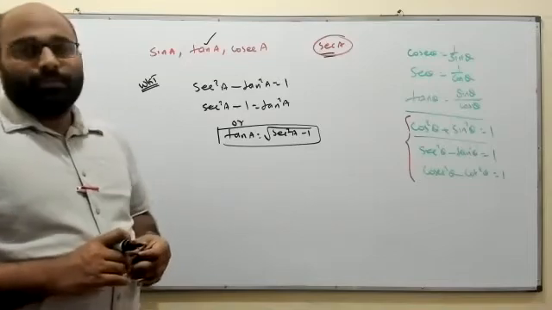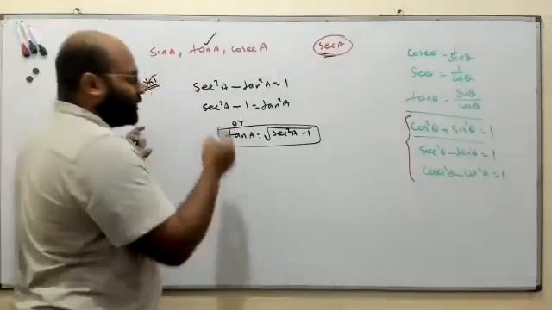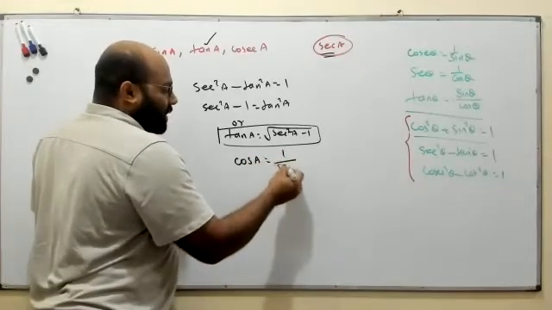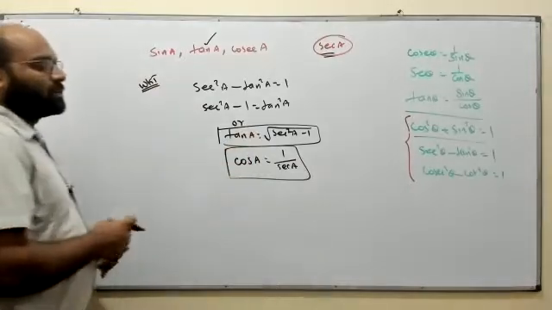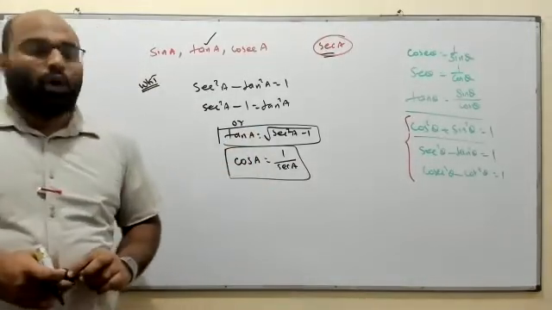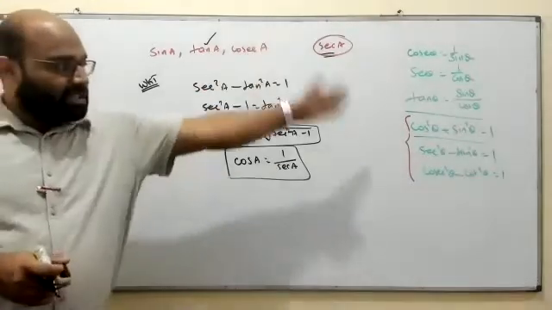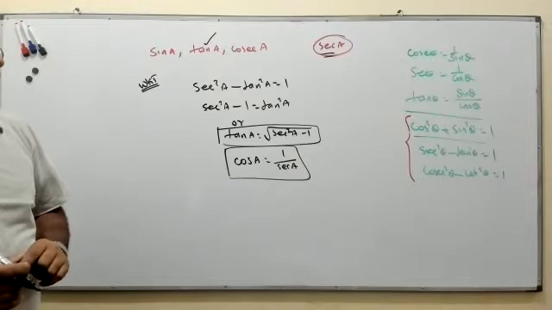Next, one more I am writing here. Cos A, what is cos A? Cos A is 1 by sec A. I wrote it because everything we can write in terms of sine and cos. Now we want to get this much, this green color. If this much is there, you can manage.